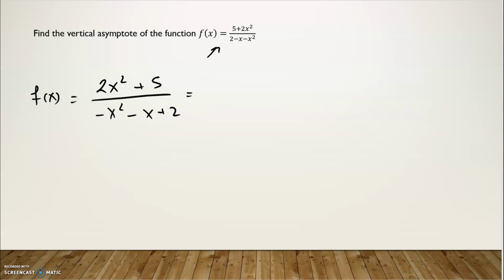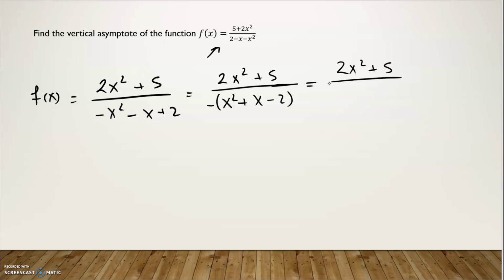Next, I'm going to get rid of this negative, kind of pull it out. So x squared plus x minus 2. Now I'm going to factor the bottom. Doesn't look like I can factor the top. Okay, so I'm going to try to factor the bottom here.